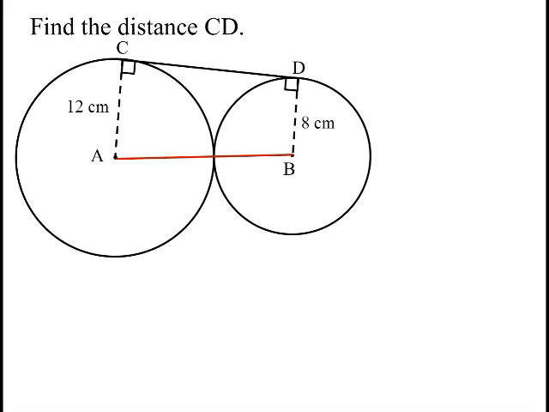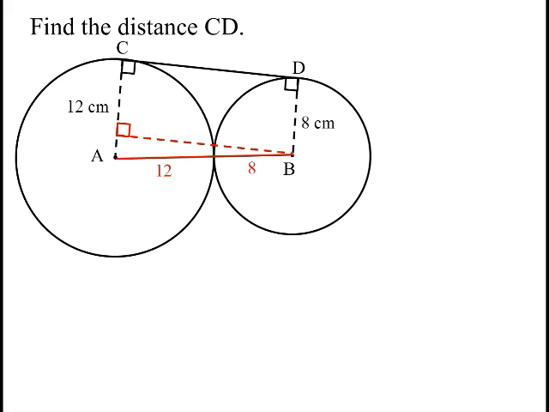What would distance AB be? Well, we can tell that the radius of circle A is 12, and the radius of circle B is 8, so that would make distance AB 20. Now, that AB is not parallel to CD, and that's not a rectangle. ABCD or ABDC would not be a rectangle. That's more like a trapezoid.